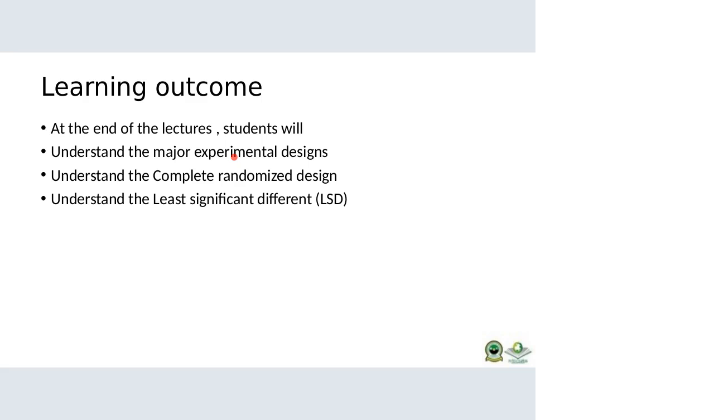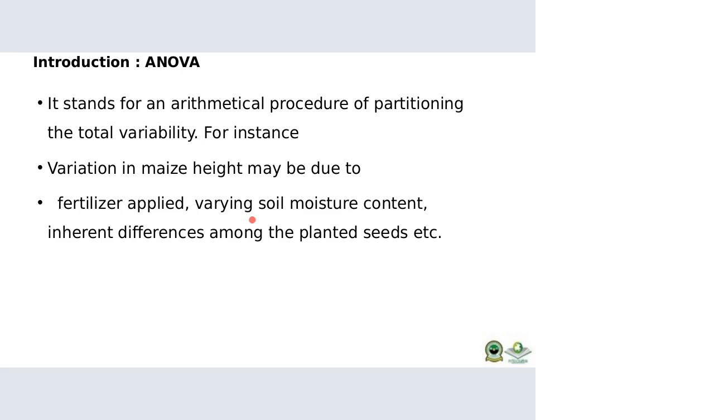Now, we believe that at the end of this lecture, students will understand the major experimental designs, how to lay out your experiment, take your data, analyze it, and give it interpretation. We also believe that you understand the method of completely randomized design as a key experimental method, or the randomized complete block design. Also know how you can use LSD to separate your means.